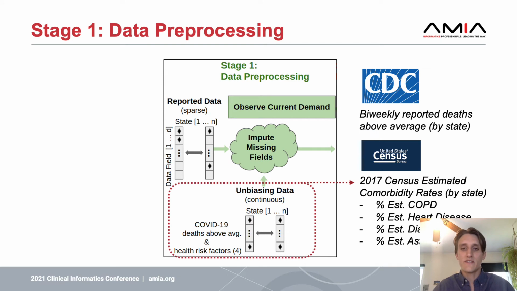We include biweekly CDC metrics for statewide deaths above average to assist our inference model in overcoming statistical biases that result from regional differences in the number of COVID tests performed and cases reported. Furthermore, we include fixed values for statewide rates of heart disease, asthma, COPD, and diabetes from the 2017 census to account for varying rates of comorbidities regionally. We pre-processed data between February 4th and August 4th, 2020 for this study, using simple linear interpolation to guarantee continuity.